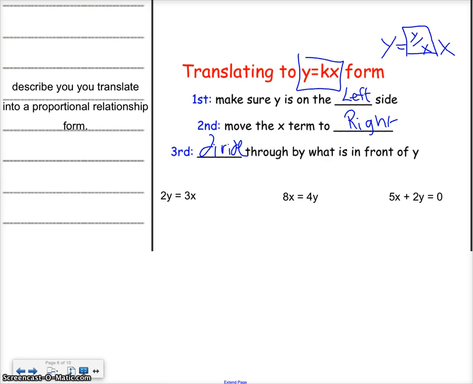Okay, we're going to process through this. Three steps. Step 1, get y on the left. It already is. Step 2, make sure x is on the right. It already is. Step 3, divide through by whatever is in front of the y. What's in front of y? 2. So I'm going to divide both sides by 2, and you get y equals 3 over 2 x.